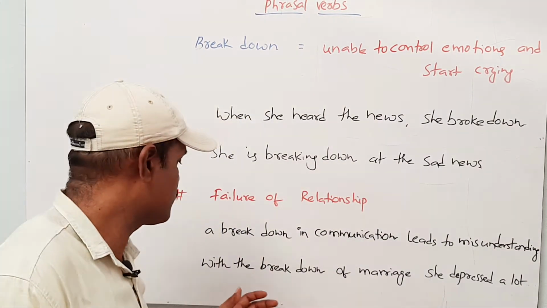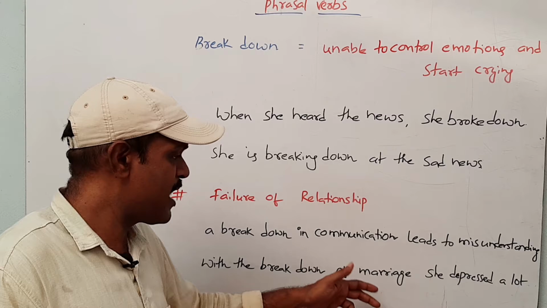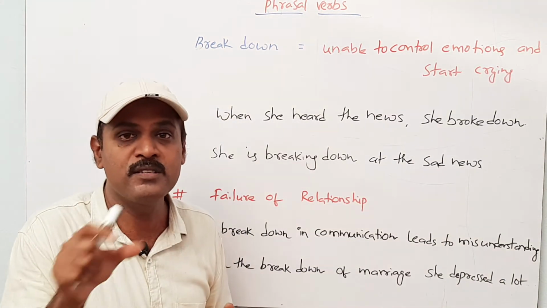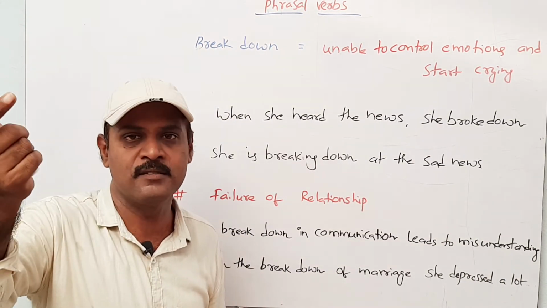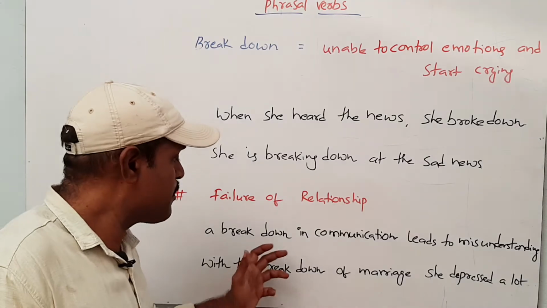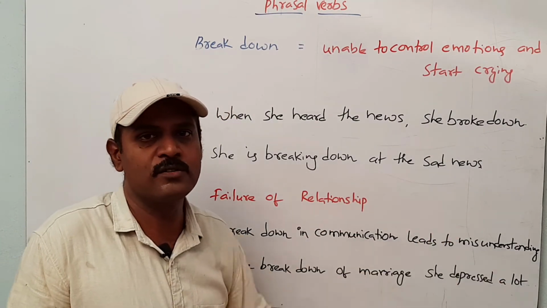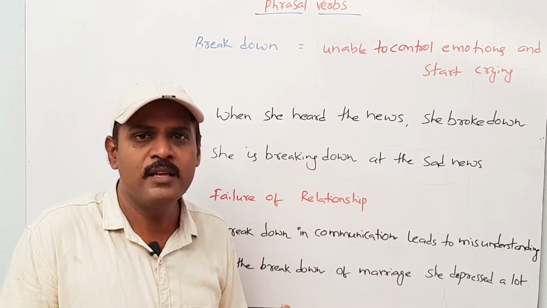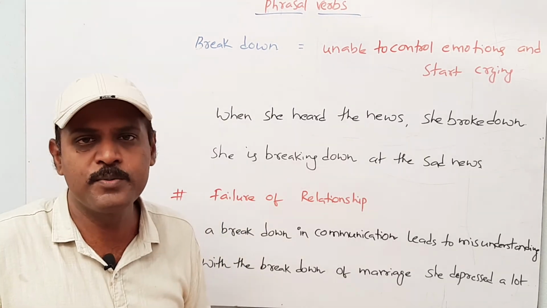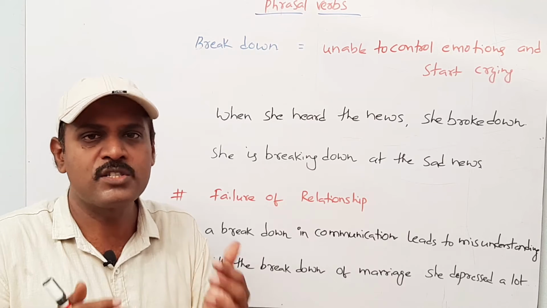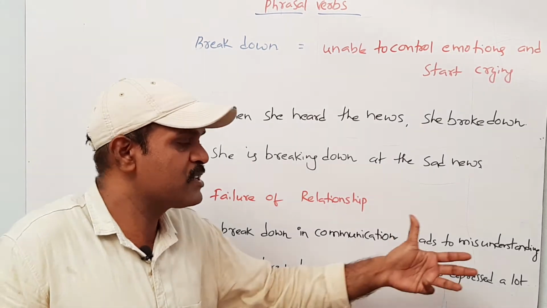Okay, next one. With the breakdown of marriage, she depressed a lot. We have to pronounce marriage correctly. She had a lot of hopes for their marriage. So, because of the sudden stopping of their marriage, she was depressed a lot.